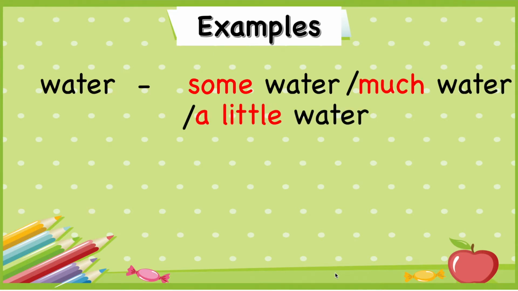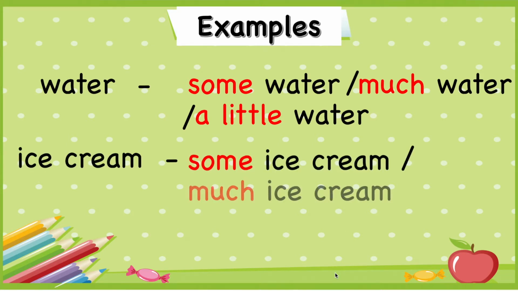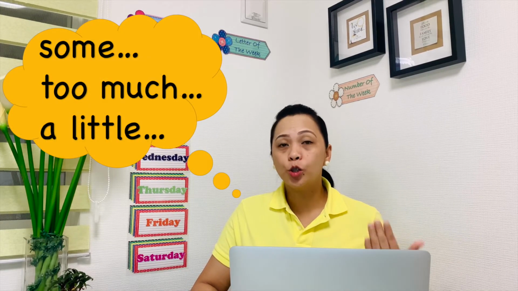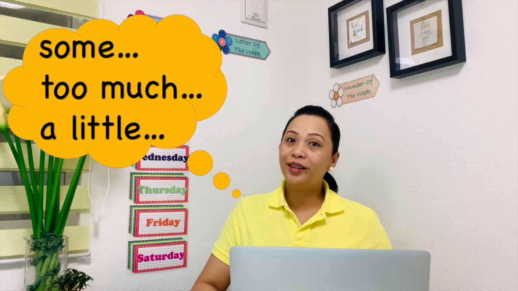Or for example, ice cream. Some ice cream, much ice cream, a little ice cream. And when asking a question using uncountable nouns, we usually say, how much? And we can answer using some, not too much, or a little.